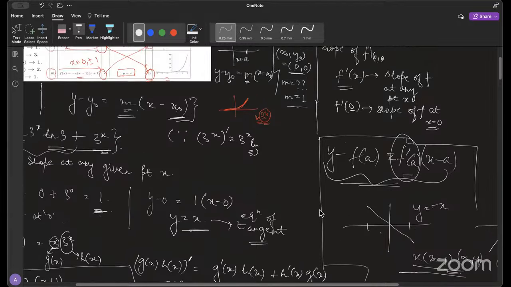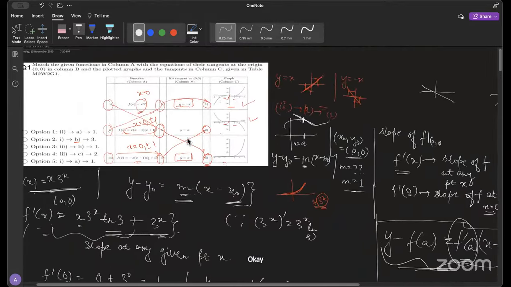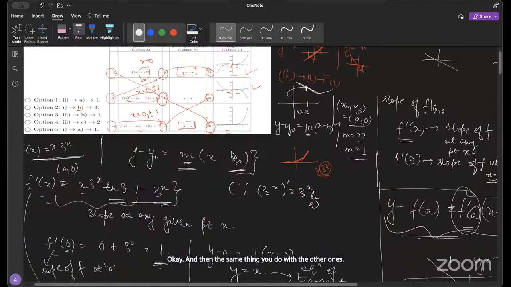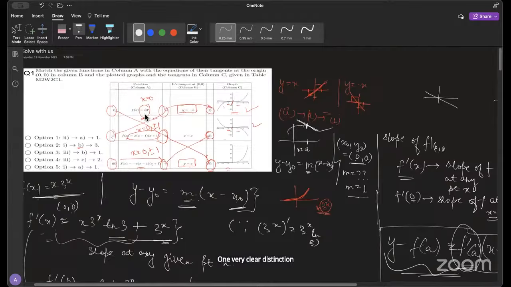It's clear, ma'am. Okay. And then the same thing you do with the other ones. One very clear distinction, we already know that 3 to the power x is an exponential curve. So it's obviously going to look like this one. And then this has zeros, x at 0, 1, and minus 1. That also helps you figure out which is the graph of which one, right? Understood. This can't be the graph of this one because it has 3 zeros. This has only 1 zero.